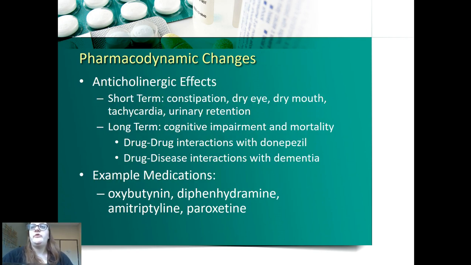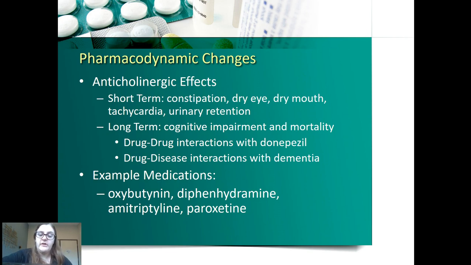Anticholinergic effects. So again, you're blocking the actions of acetylcholine, so that's why it's a pharmacodynamic effect. Over the short term, you'll see those classic things like constipation, dry eye. Long term though, especially for older adults, you can have more cognitive impairment and even potentially dementia.